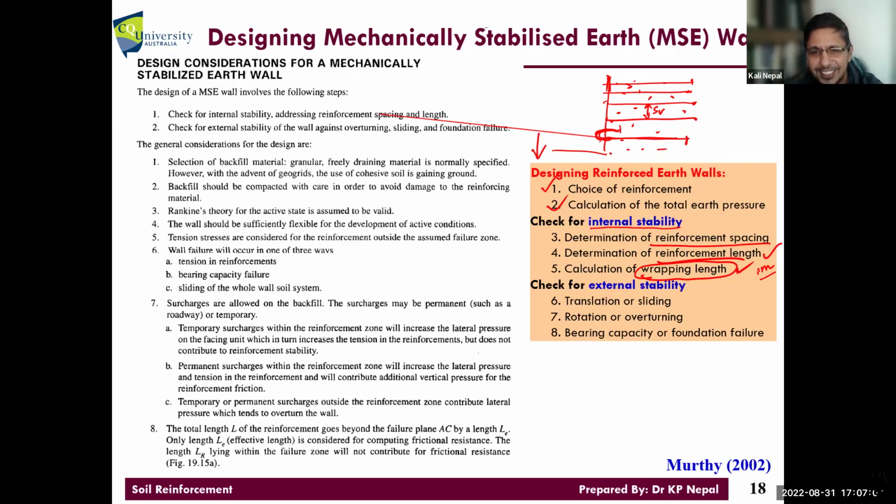And then external stability, same thing: sliding, overturning, and foundation failure, bearing capacity. We did that before. So these are the 8 steps we need to check for each case. There are 3 types of reinforcement we will be talking about in this unit: metal strips, geotextiles, and geogrids.